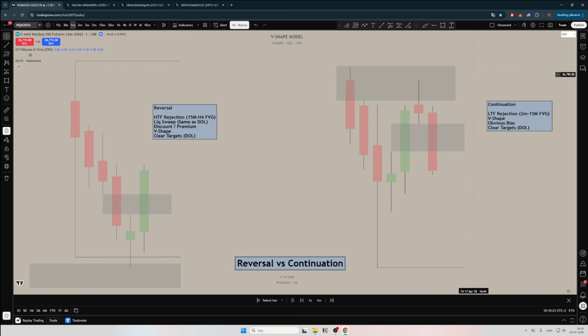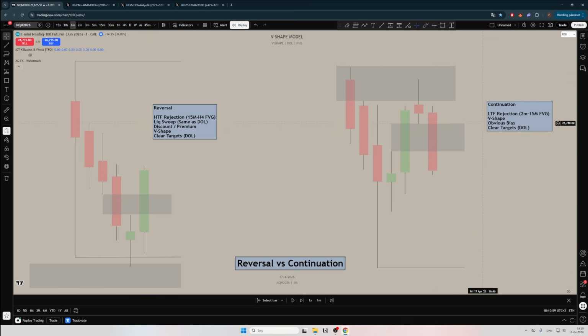And the confluences for a continuation setup is also pretty simple. We need lower time frame projection from the 2-minute time frame to 15-minute, and again it's only fair value gaps that are used for rejection. And the reason why it's lower time frame and not higher time frame is because when we are following the trend, we just get small retracements to lower time frame fair value gaps and then displace towards our draw.